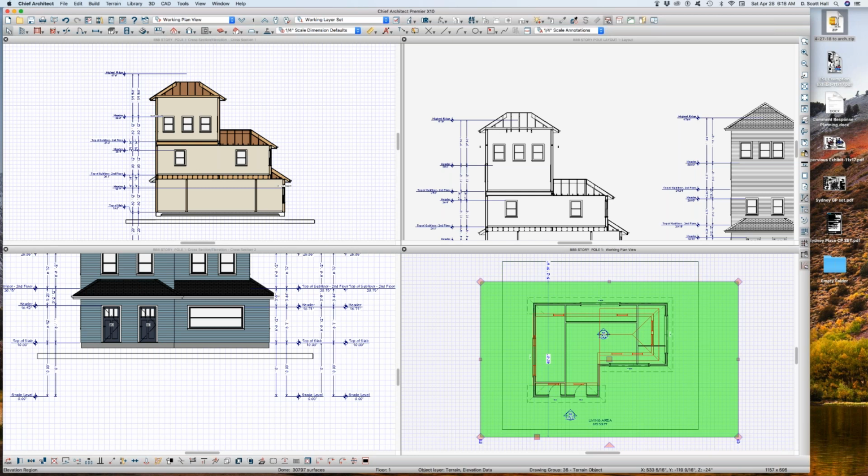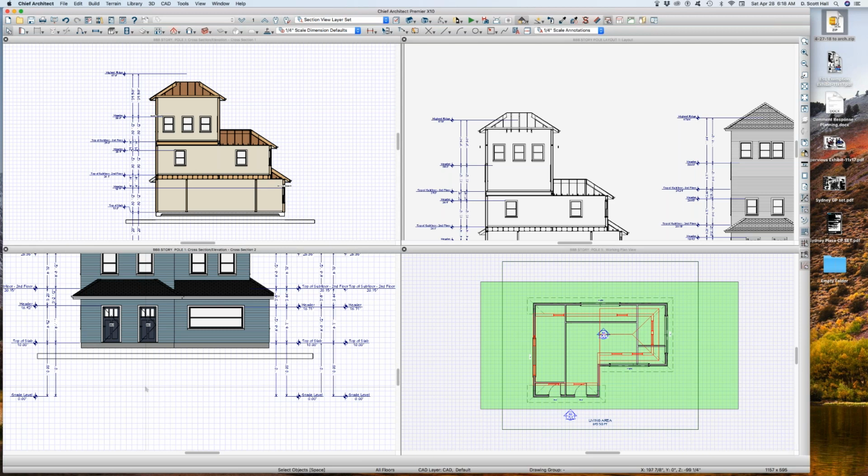Can you not see it? I guess you can't see it. Give me a second here. Don't you usually see a fill? Sometimes. So anyway, okay, let's make the terrain thicker.